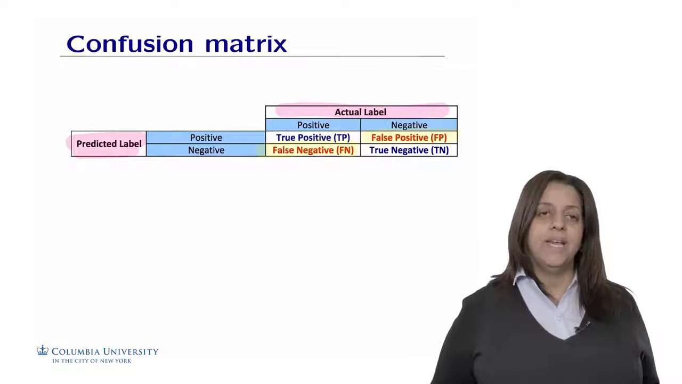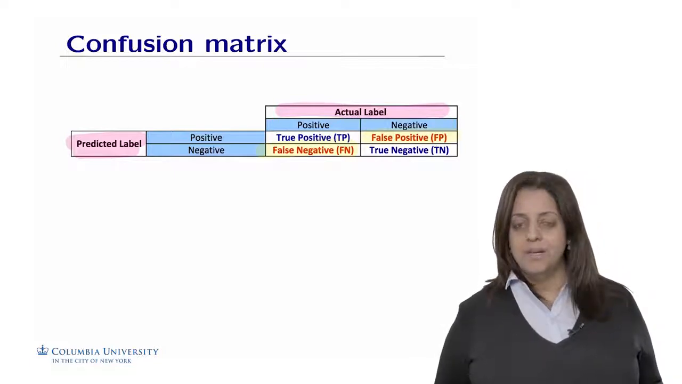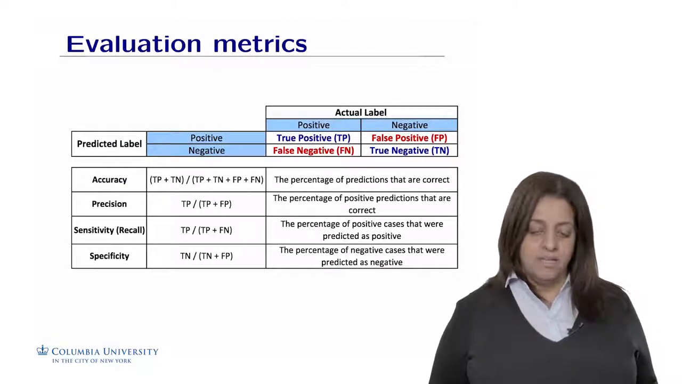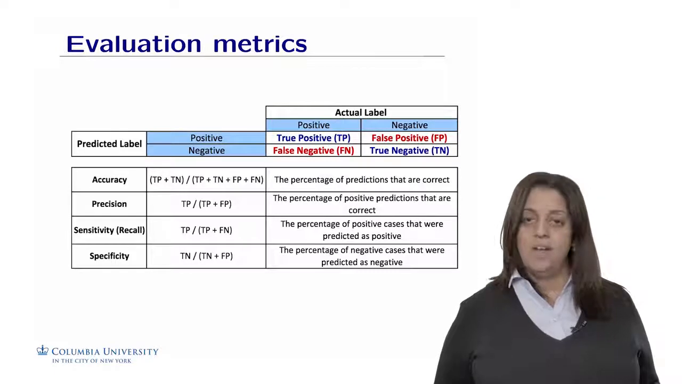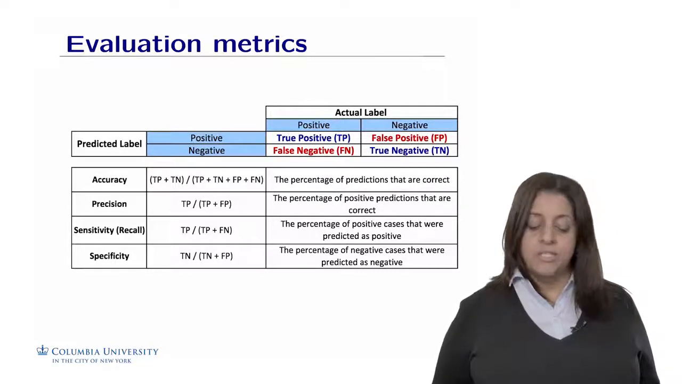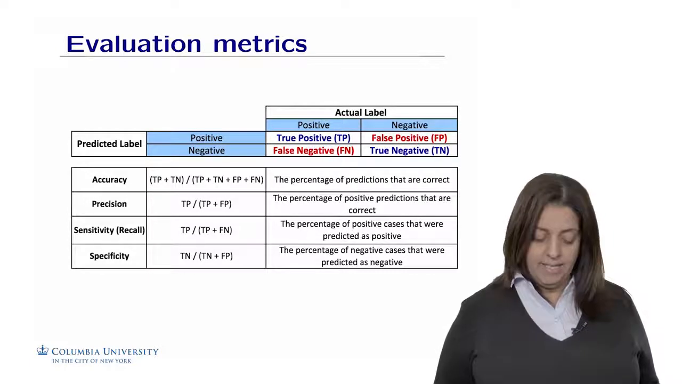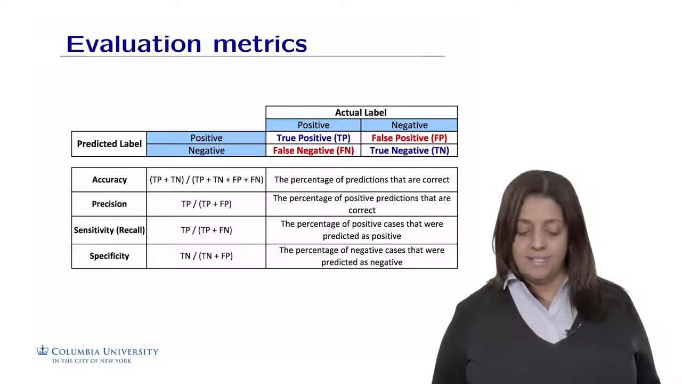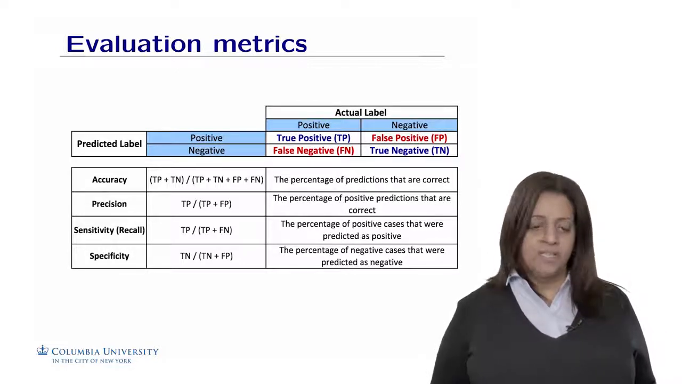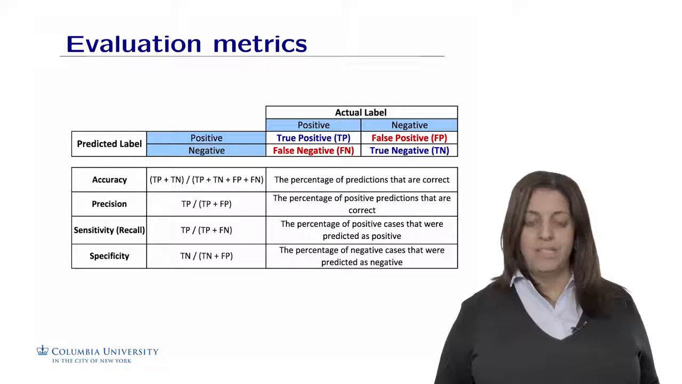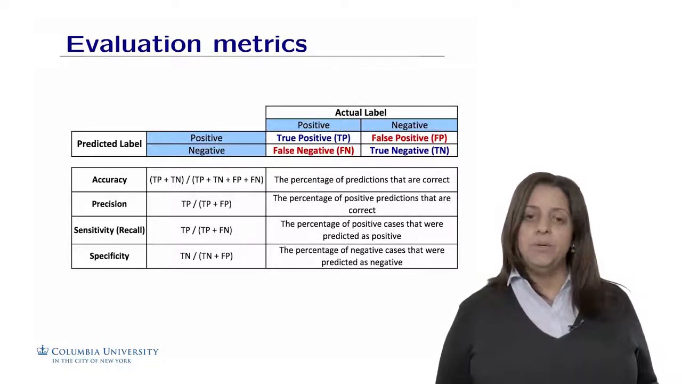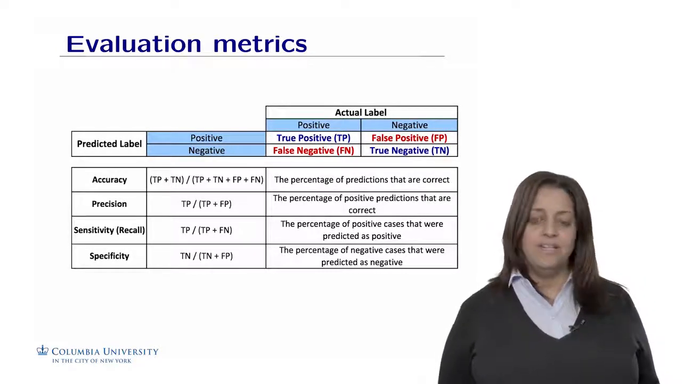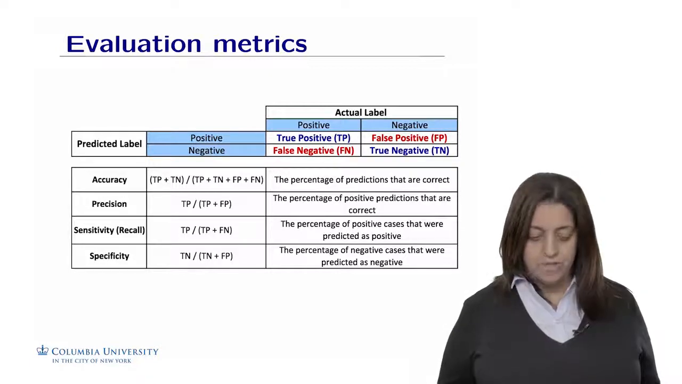Based on the confusion matrix, we can calculate different metrics that tell us how our classifier is doing. So there are different metrics you could use. You could calculate something called accuracy, which is the percentage of predictions that are correct, right? The precision, which is the percentage of positive predictions that are correct. Also what we call recall or sensitivity, which is the percentage of positive cases that were predicted as positive, or specificity, which is the percentage of negative cases that were predicted as negative. Depending on the application, we want to see all kinds of errors and estimate how many errors we are making on the positive, on the negative, and how this compares to each other.